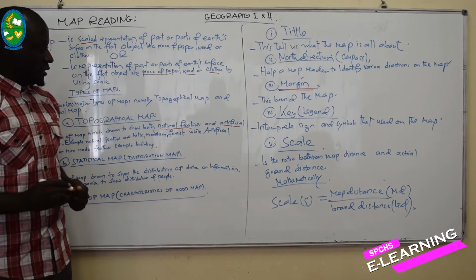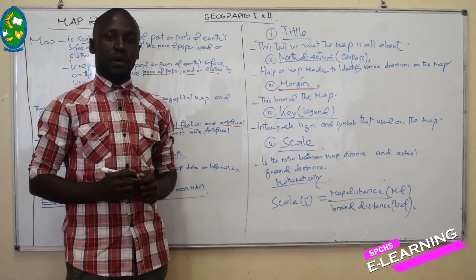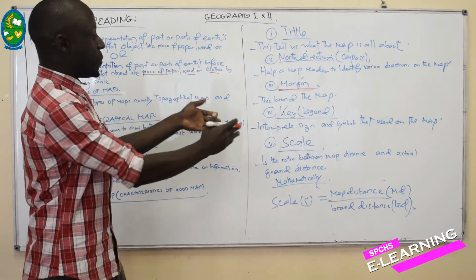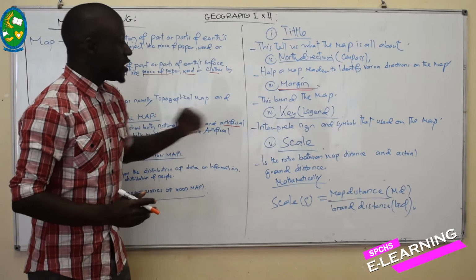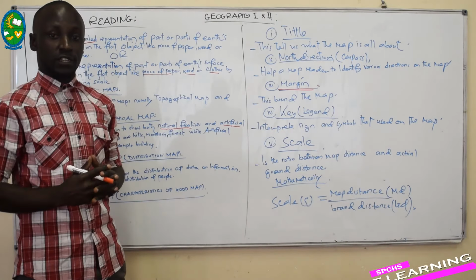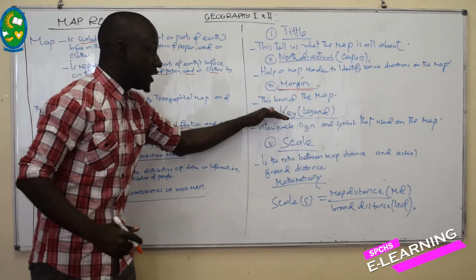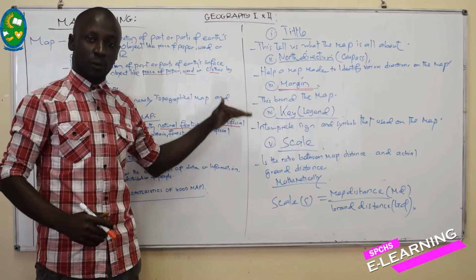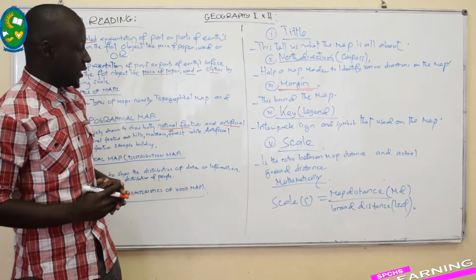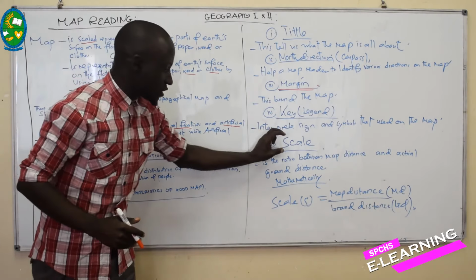Key or legend have the function of interpreting the signs and symbols that are used on the map. On a map, we do not use the actual features, and therefore we use conventional symbols and signs to represent various objects found on the Earth's surface, and therefore the key interprets the signs and symbols used on the topographical map. Then another aspect which is very important in map reading is scale.